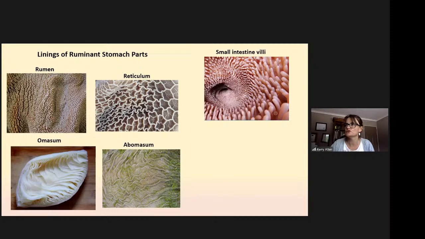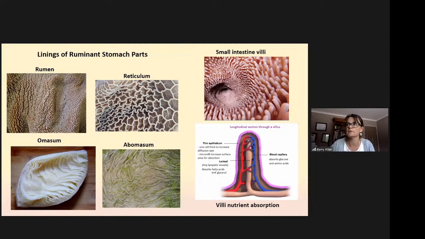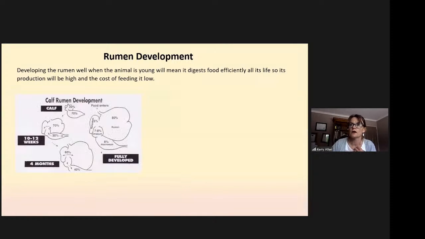And then you can also talk about the villi in the stomachs and how they absorb nutrients. So this is starting to move you through into that sort of merit answer and potentially through to excellence. Okay, just remember that rumen development develops over time. Does not occur straight away.